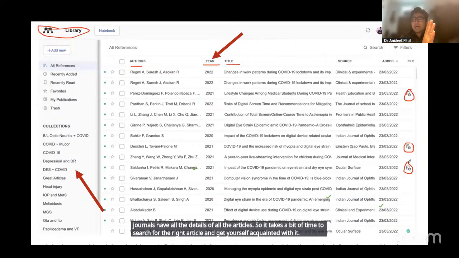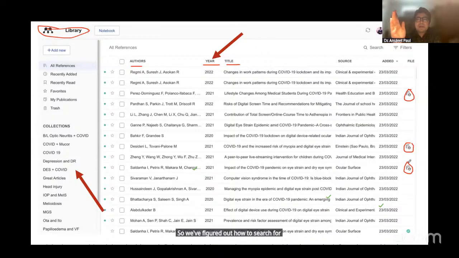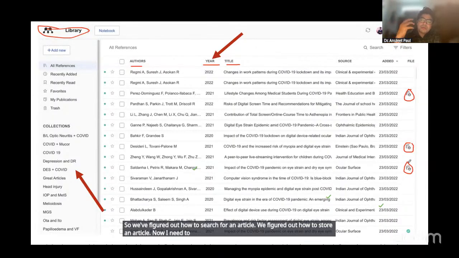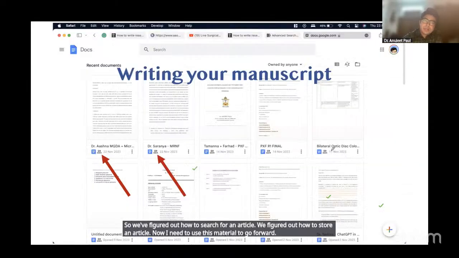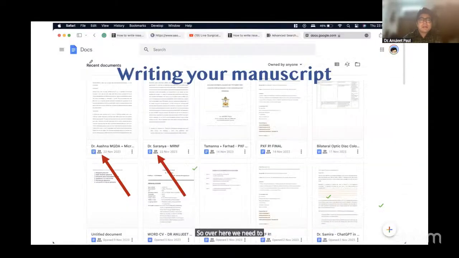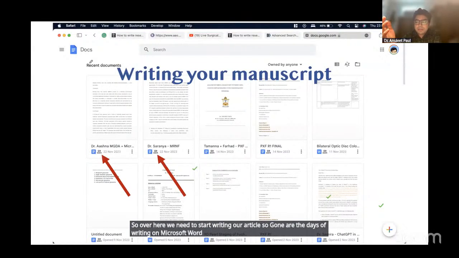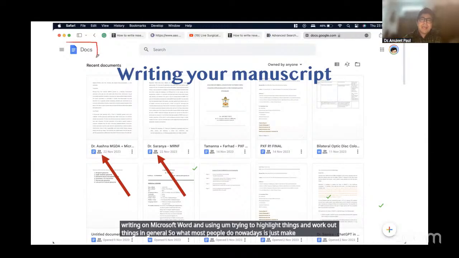So we figured out how to search for an article. We figured out how to store an article. Now I need to use this material to go forward. So over here, we need to start writing our article. Gone are the days of writing on Microsoft Word and trying to highlight things and work things out in general. What most people do nowadays is just make a Google Doc and edit in real time.